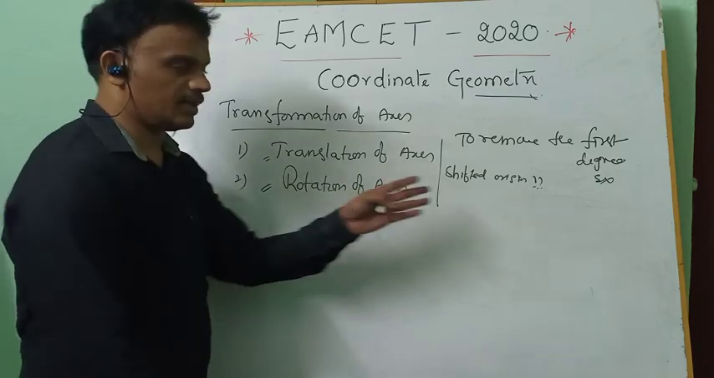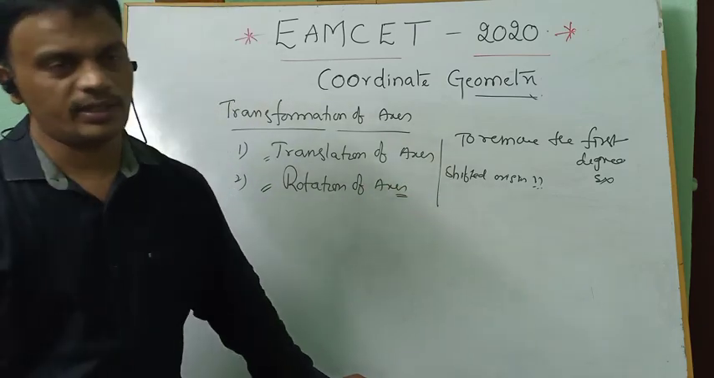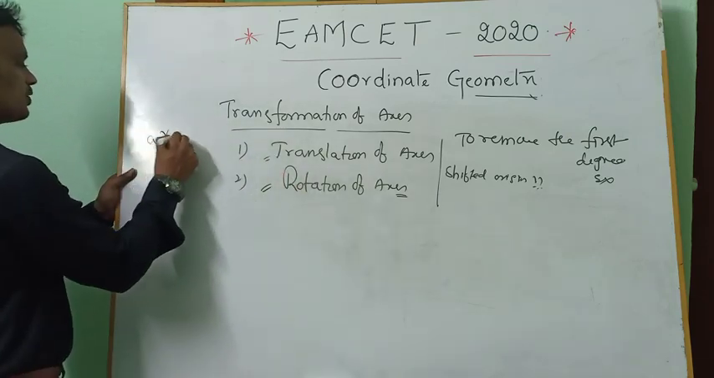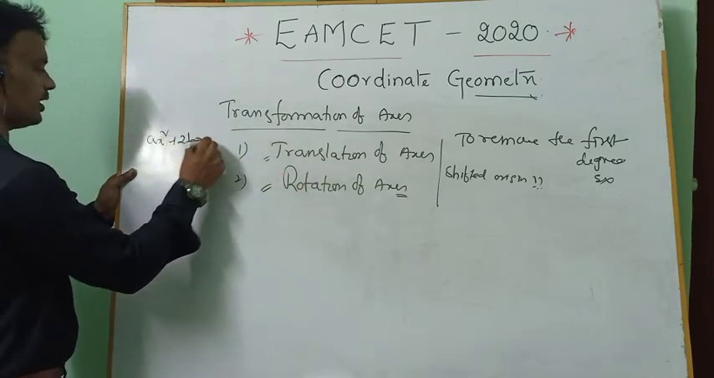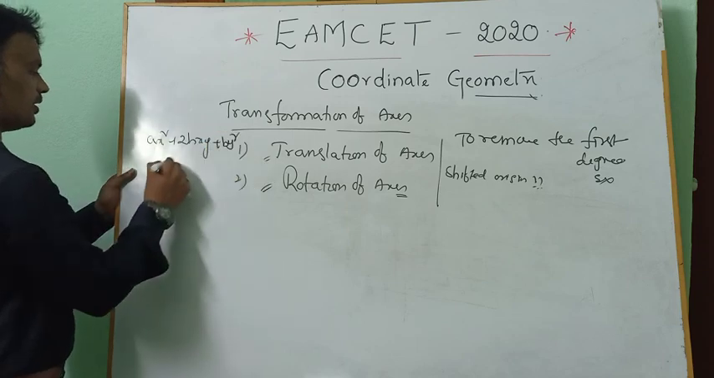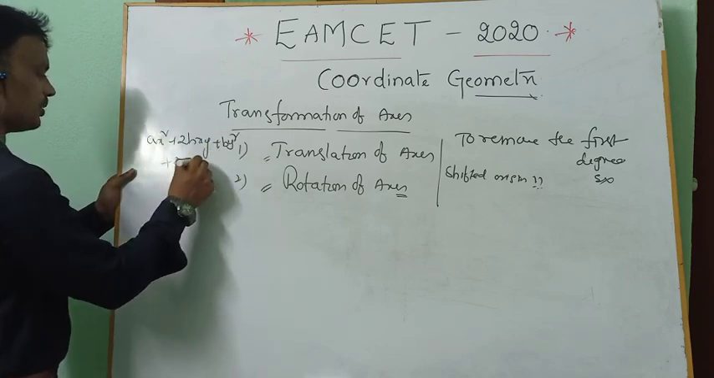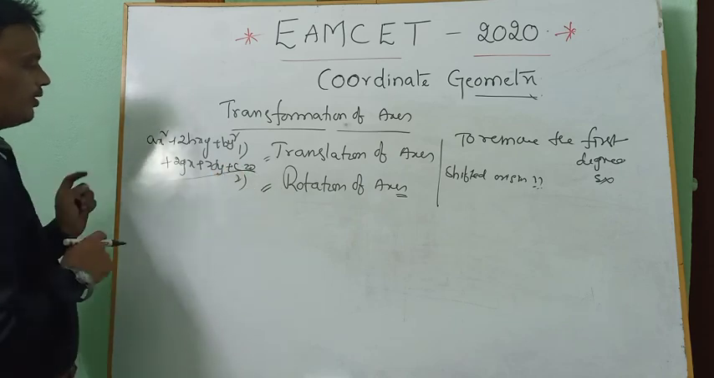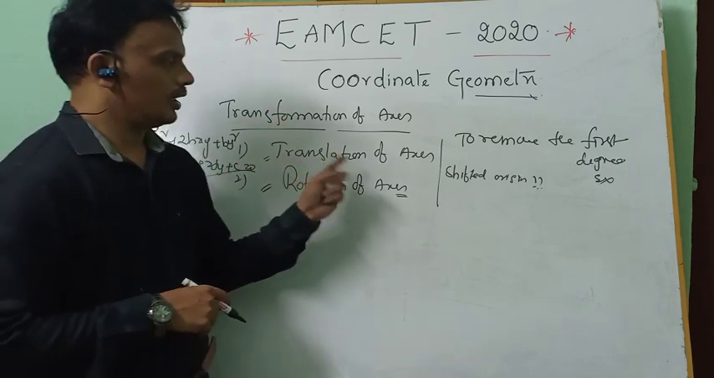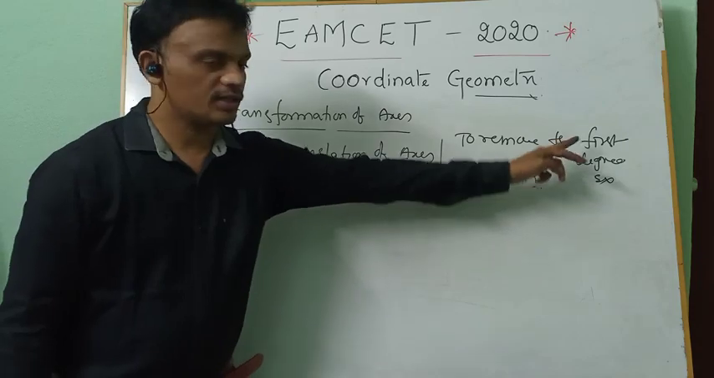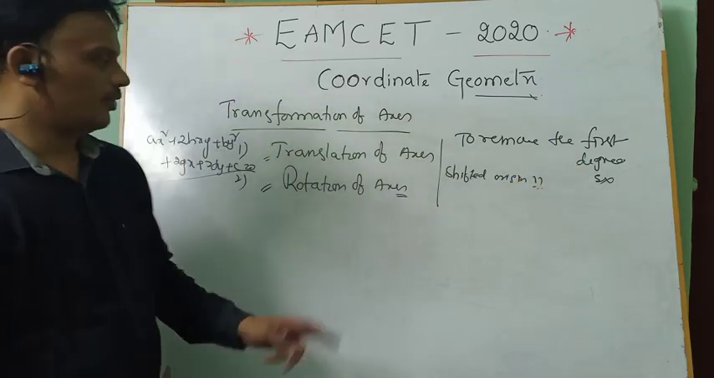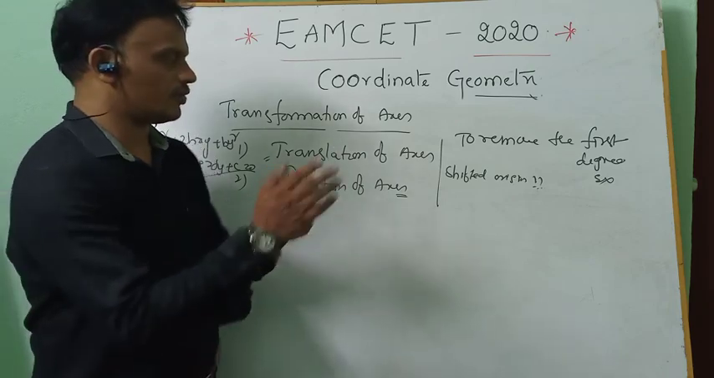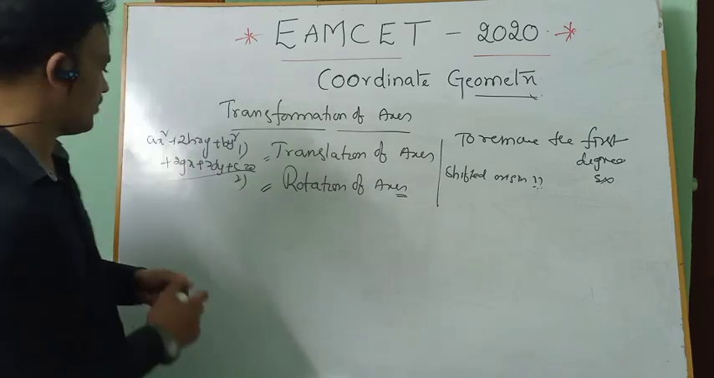HF minus VG by AB minus H square, GH minus AF by AB minus H square. When the equation is in this form, AX square plus 2HXY plus BY square plus 2gx plus 2fy plus c is equal to 0. Am I right or not? When this equation is translating, in that process to remove the first degree expressions, where the origin is to be shifted, we have a formula. Instead of that, there is a shortcut for that.